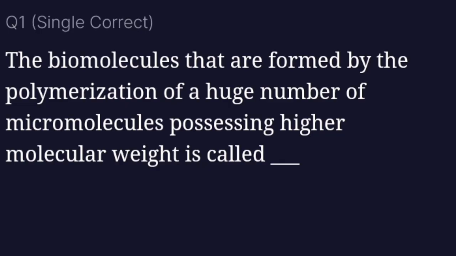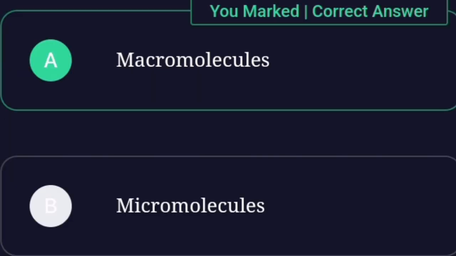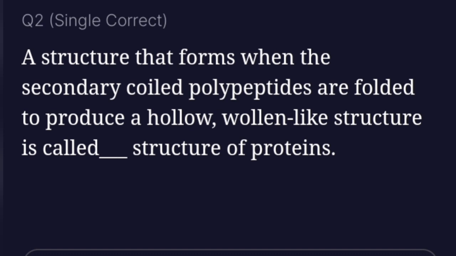Biomolecules. The biomolecules that are formed by the polymerization of a huge number of micromolecules possessing higher molecular weight are called macromolecules. A structure that forms when the secondary coiled polypeptides are folded to produce a hollow woolen-like structure is called dash structure of proteins.